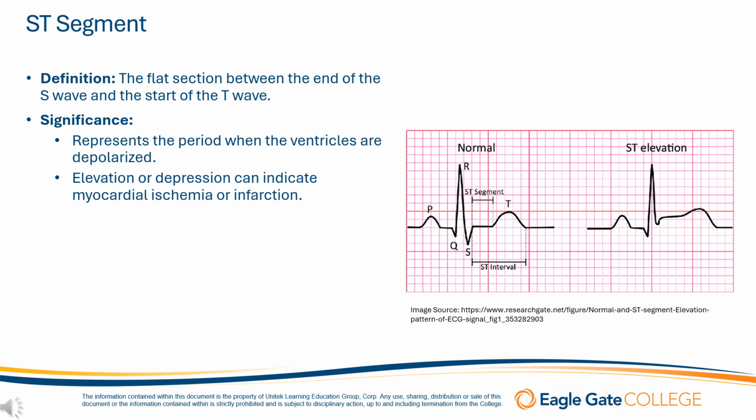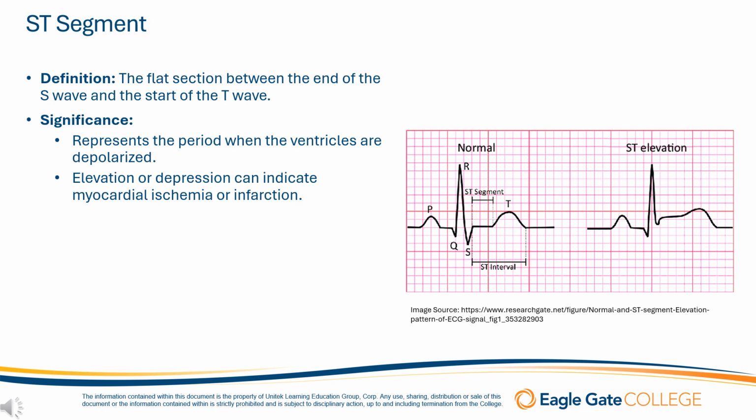The S wave is the final part of the QRS complex, representing the end of ventricular depolarization. The T wave represents ventricular repolarization. So the ST segment represents a brief period when the ventricles are depolarized but have not yet started to repolarize.